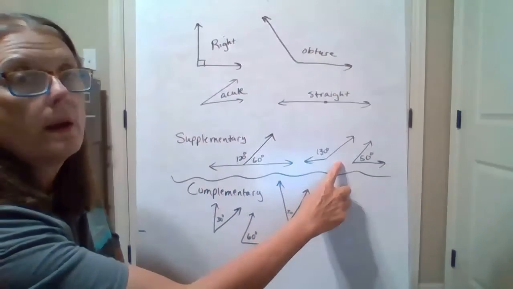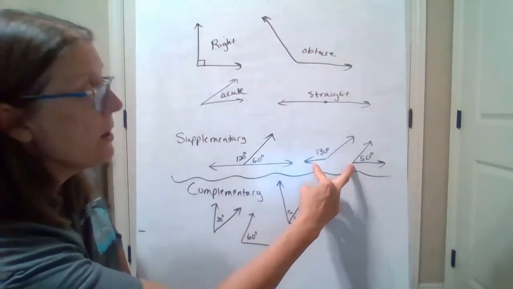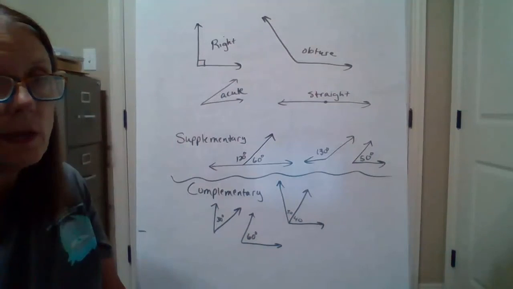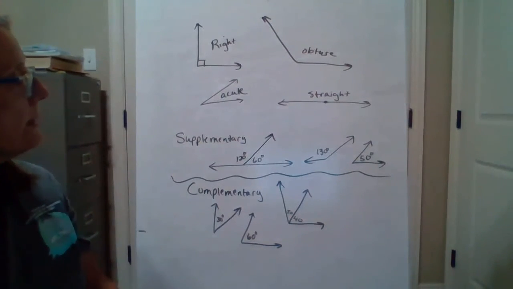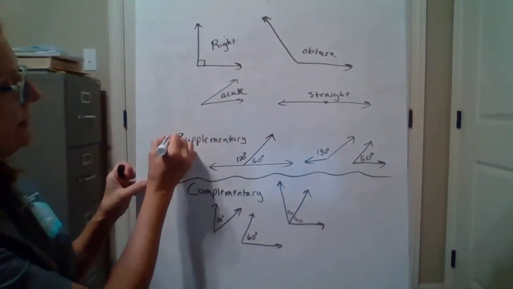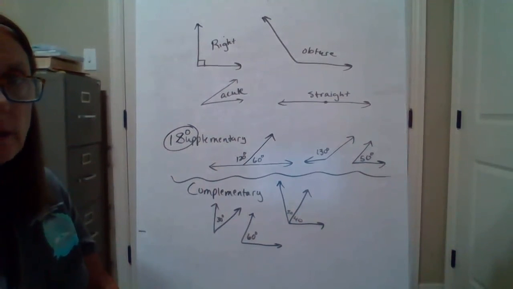Here's an example where the 2 angles are not adjacent, but still they're a pair of supplementary because 130 plus 50 is 180. A trick to remember supplementary is I can change this S to an 8 and put a 1 and a 0. So there's 180.